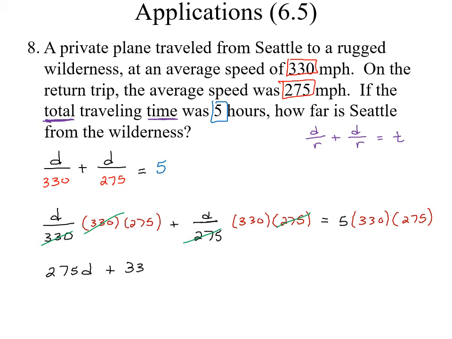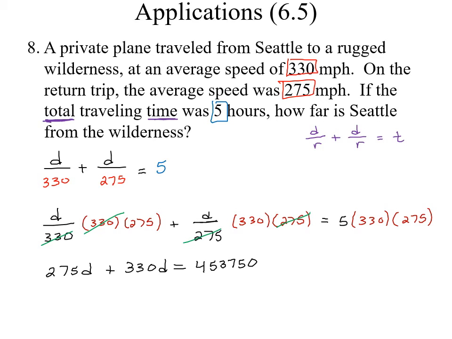plus 330 times d equals, and then I'm going to have to go to the calculator and figure out what 5 times 330 times 275 is. So if you didn't know, it's 453,750. So that's a 50. It doesn't look like a 50, but that's supposed to be a 5 right there.